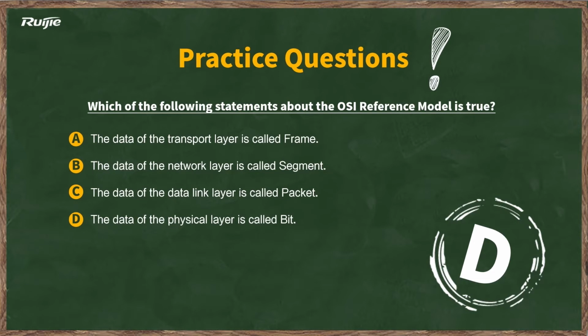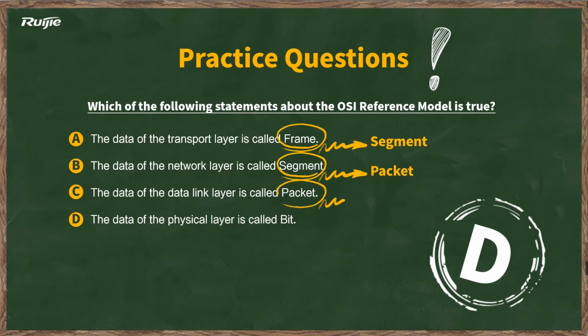The data of the transport layer is called segment. The data of the network layer is called packet. The data of the data link layer is called frame. So option D is correct. And then let's see the TCP/IP reference model hierarchy.